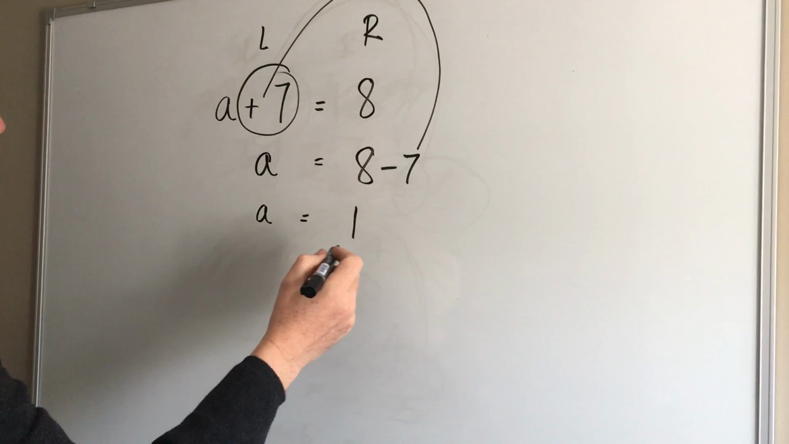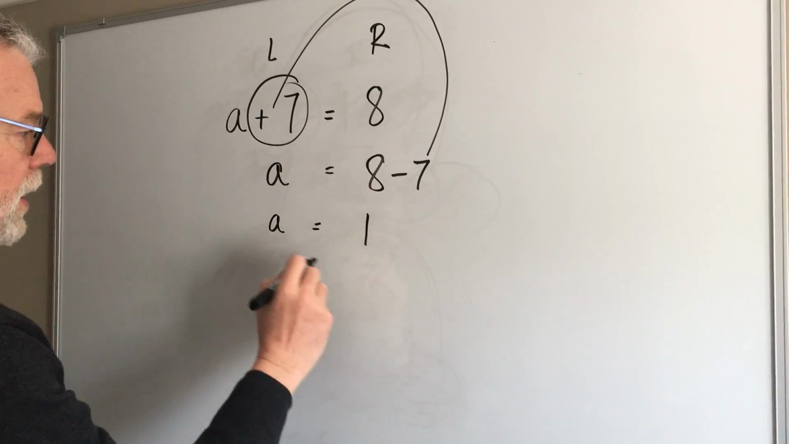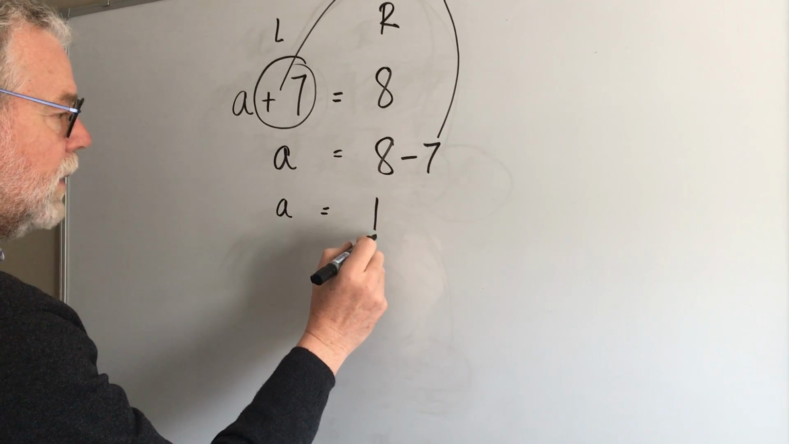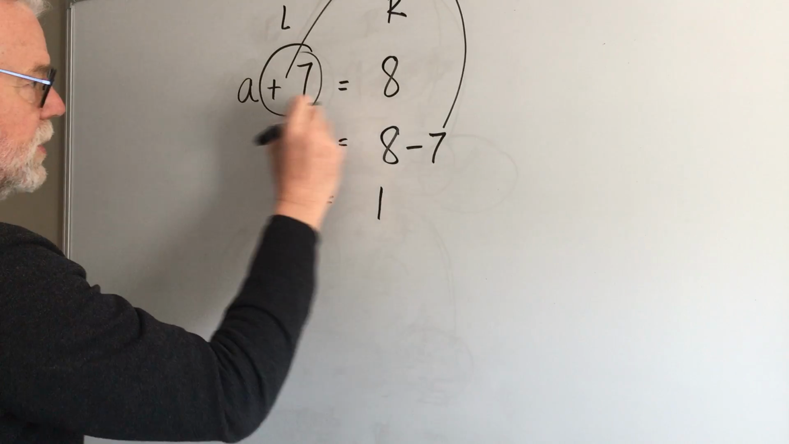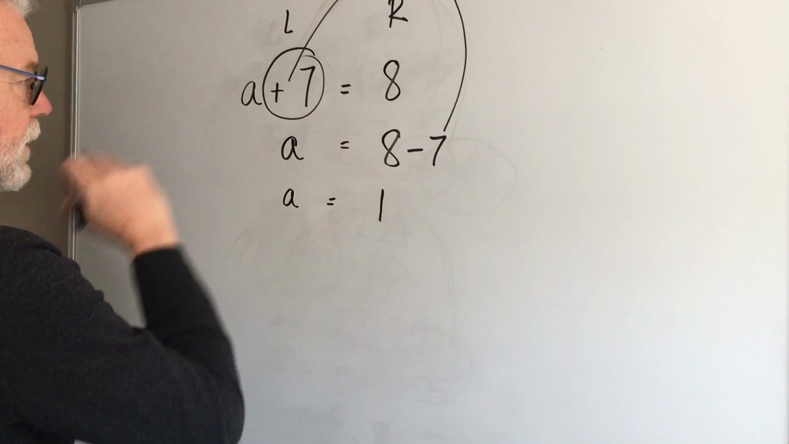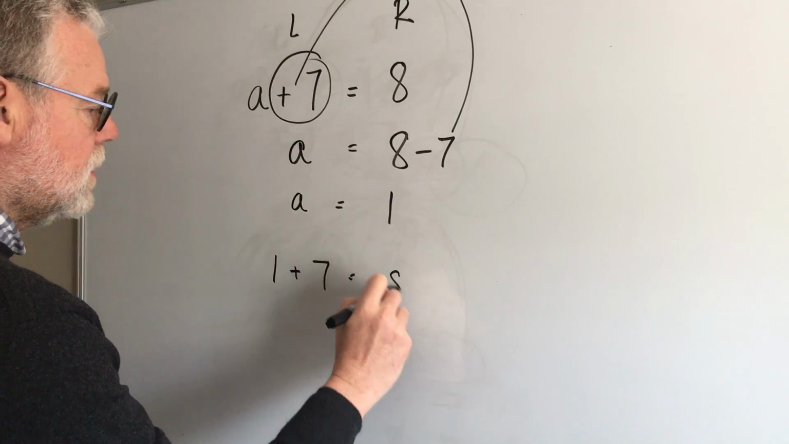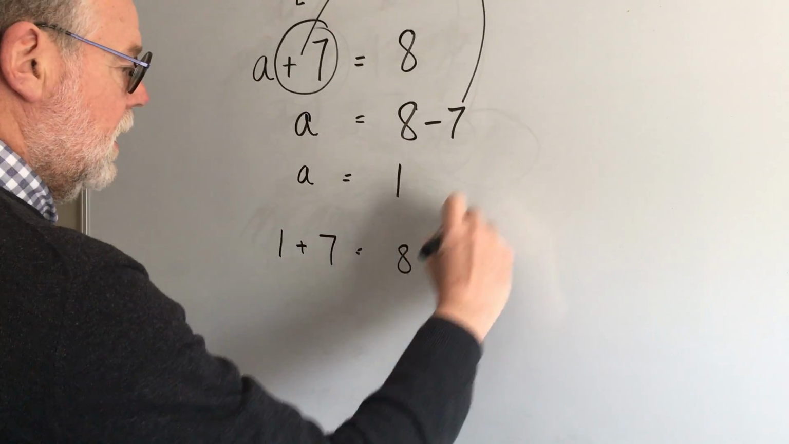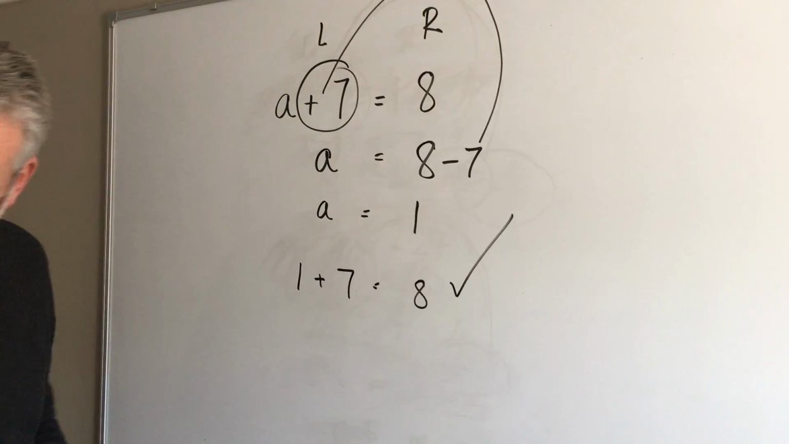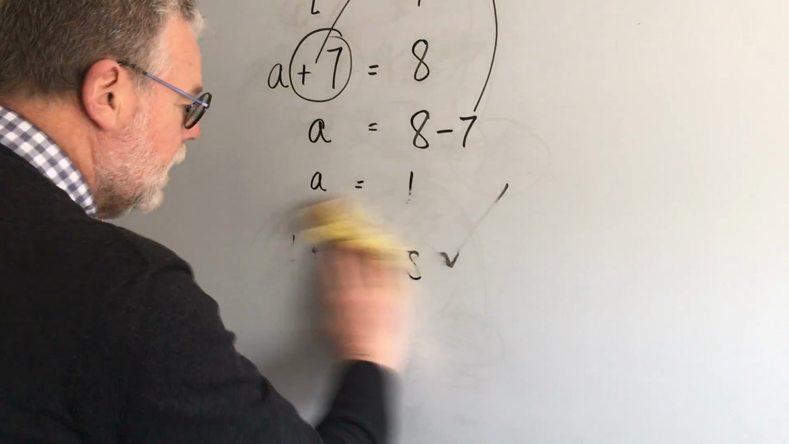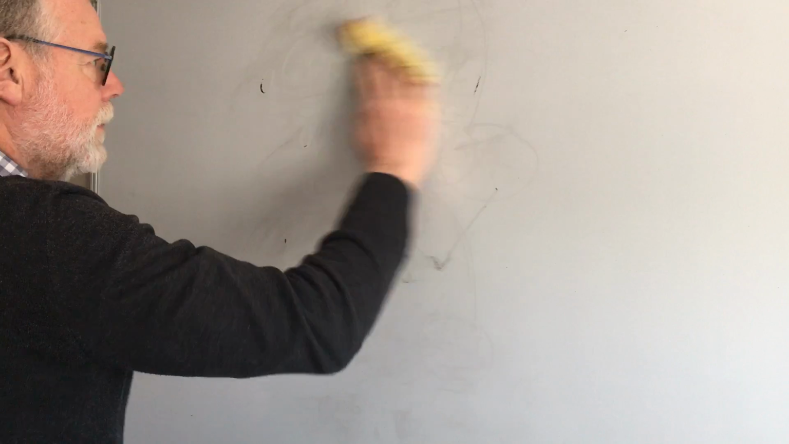How do we know that that's the right answer? Well, we use that and we substitute it into our original sum. So now we know the value of a is 1, so 1 plus 7 should equal 8. Indeed it does, and that tells us that we've solved that equation. Okay, let's have a look at another one.